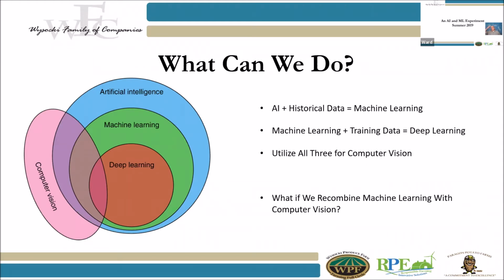So what can we do with artificial intelligence? Artificial intelligence is kind of the combination of AI and machine learning. If you take historical data and add it to AI, you come up with machine learning. If you take machine learning and add in training data, you can get deep learning. If you combine all three, you can get to what's called computer vision. And what if we can recombine the machine learning with the computer vision? And that's kind of the road we went down. One of the things to keep in mind is computers are great at spotting patterns that we don't actually see ourselves.